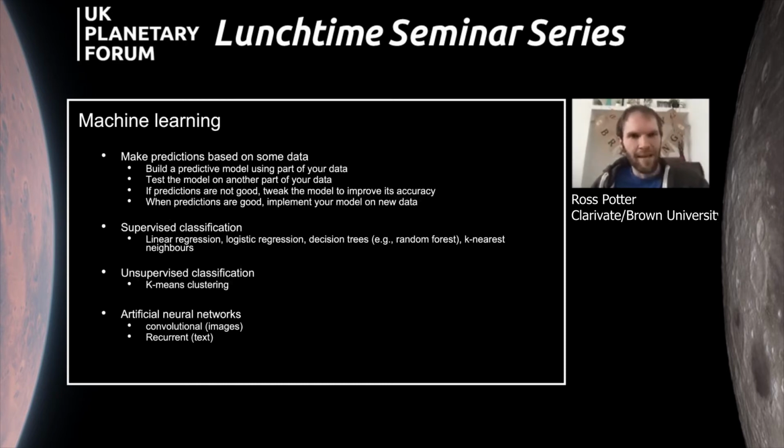Okay, so a quick summary just of machine learning. Machine learning is essentially making predictions based on some kind of data. So you want to build a predictive model using part of that data. You want to be able to test that model on another part of the data. And you want to be able to tweak the model if the predictions aren't good to improve its accuracy. And then when you think you have a good model in terms of its predictions, then you can implement your model on a new set of data, and hopefully you will end up with some good results.